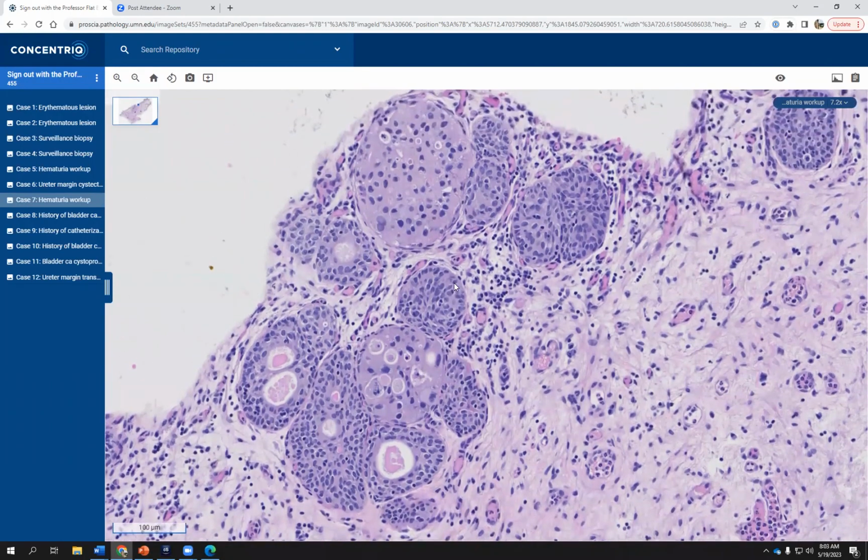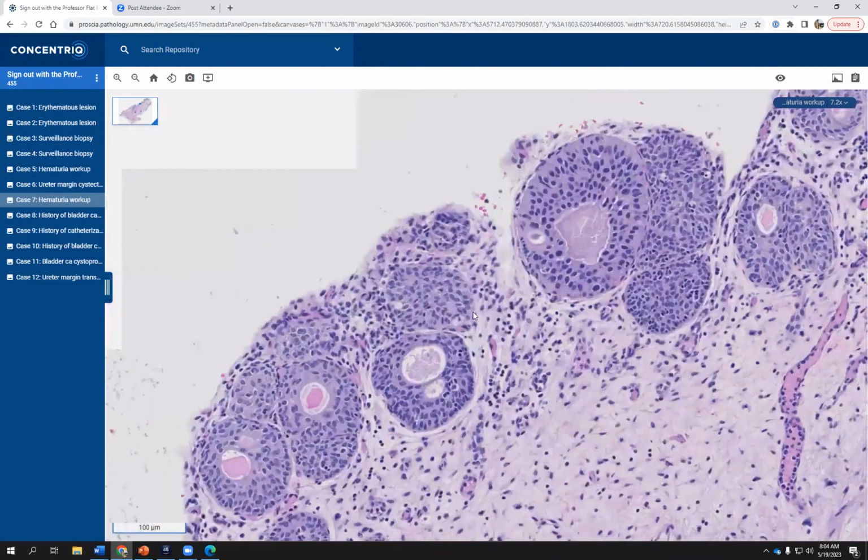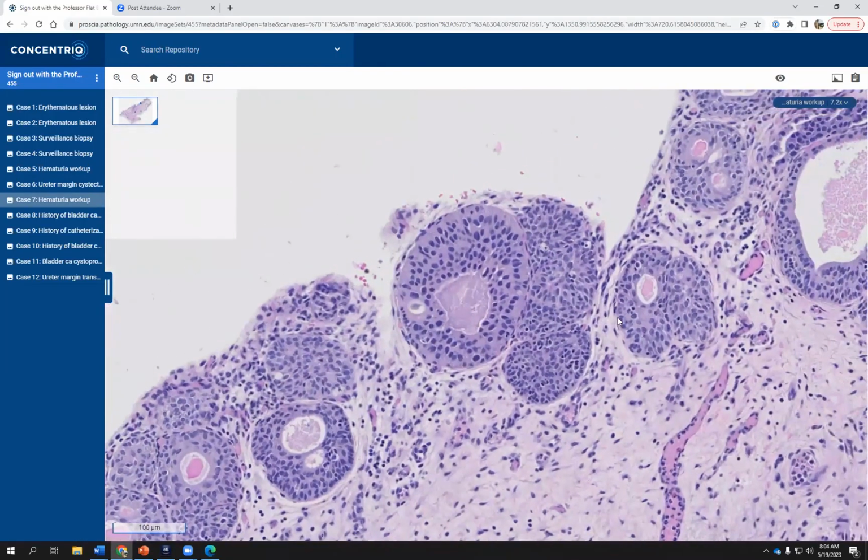So this is a phenomenon that we do see not very uncommonly in carcinoma in situ of the urothelium. And this is a phenomenon that has to be recognized and that has to be reported, right? So why is this so important, and why is it necessary to report it apart from just calling it carcinoma in situ?